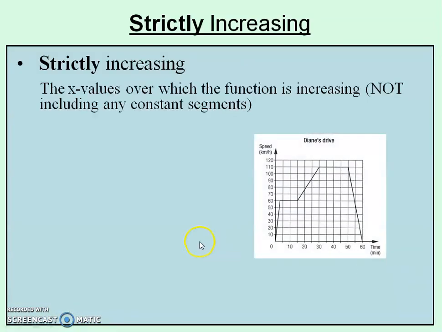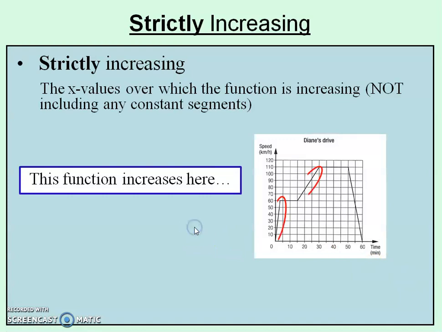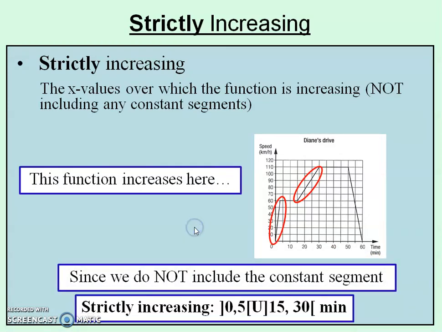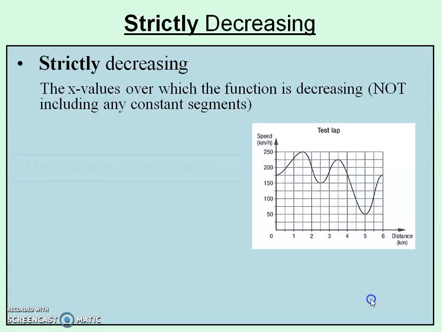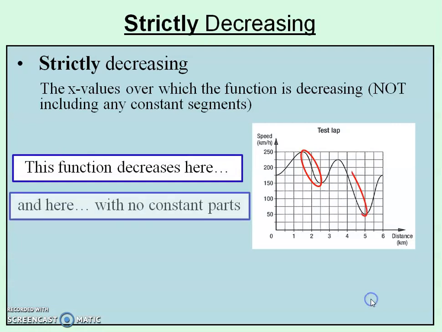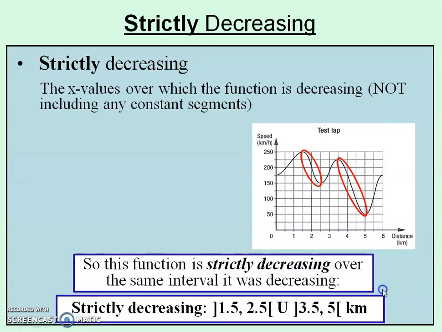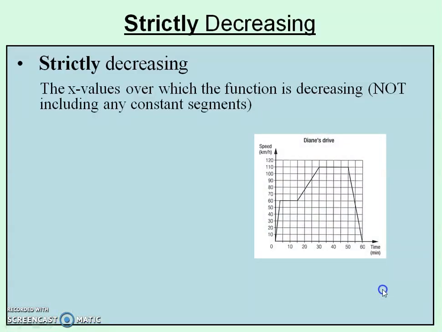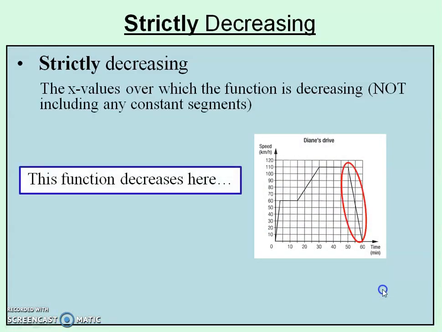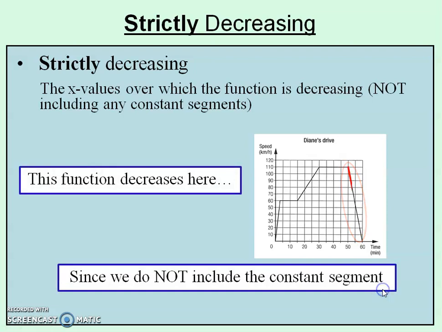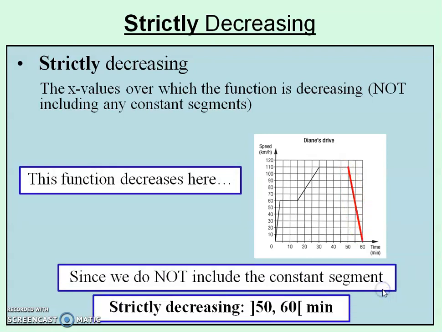And in a case like this, my increasing parts, I would have 2 of them, both endpoints would be included, and they would not include the flat parts attached, whereas the other one did. That's strictly increasing, and strictly decreasing works the same way. So here my endpoints would be excluded, and here my strictly decreasing segment would not include that flat portion before.